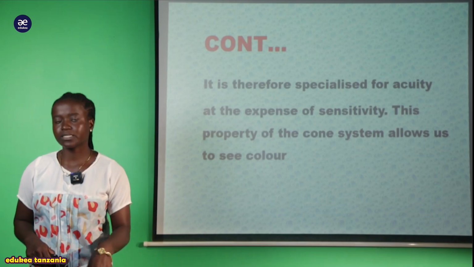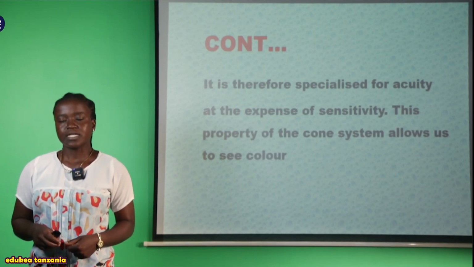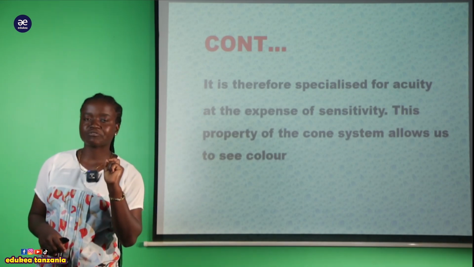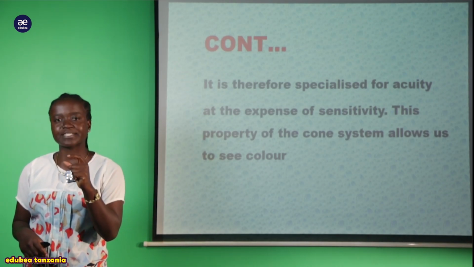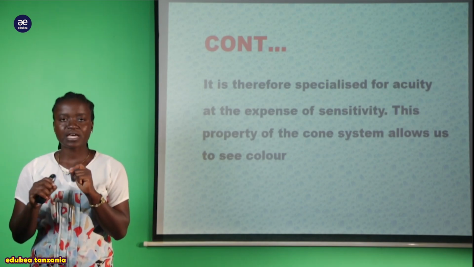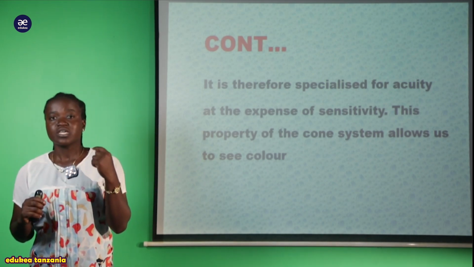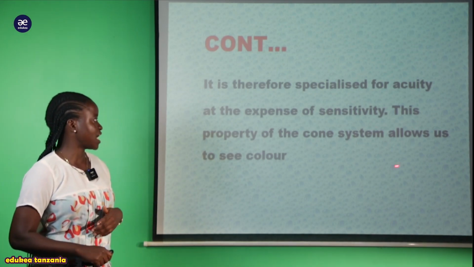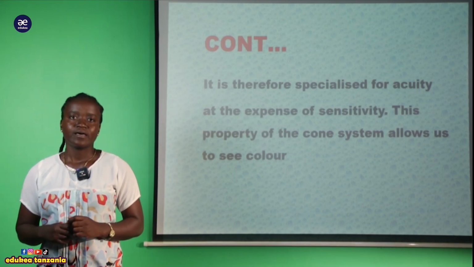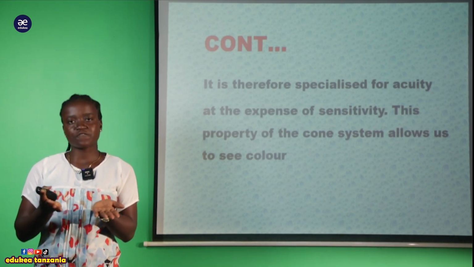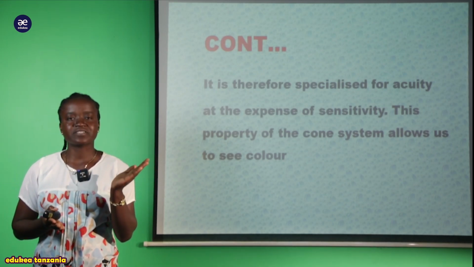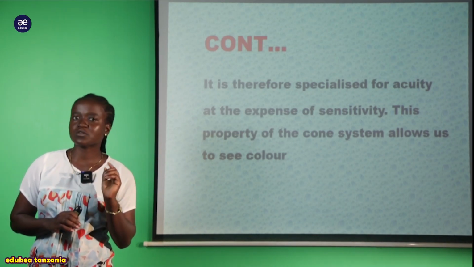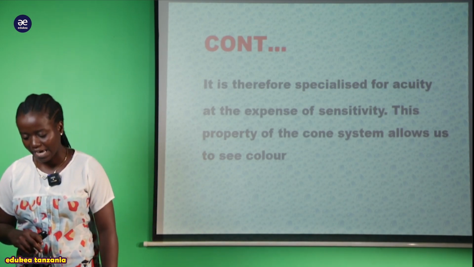So hile tunayoita cones inakuwa na high visual acuity, the ability to see or to distinguish different or fine material. Vitu vidogo vidogo sana, we can have that ability to distinguish due to the presence of cones. But not only that, also these cones allow us to see color. Nowadays we can see different kinds of colors. We can see this is black color, this is white, this is green, this is red, this is blue. It's due to the presence of cones which are found in our eyes.